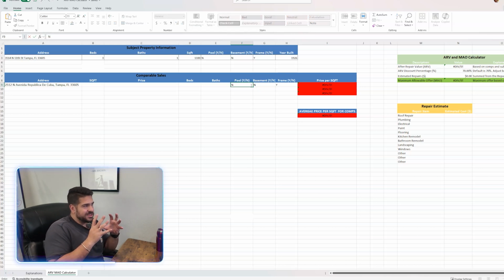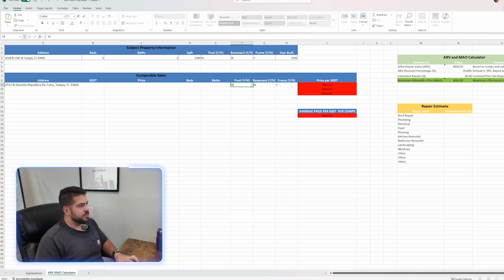So you want to see if you can match the property very similarly to the one that you have, right? You don't want to use a property with a pool or a basement if your property doesn't have it, or if it's a block home, you don't want to compare it to a frame home. Potentially, right? You don't want to, but sometimes there's no other options. But, you know, I'm just saying overall, this is what we're going to try to do.